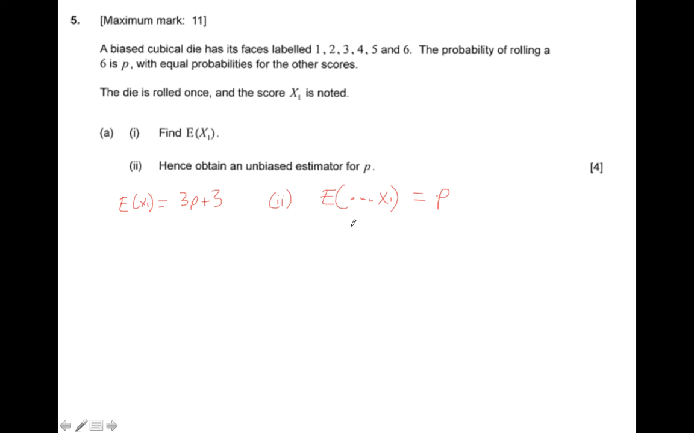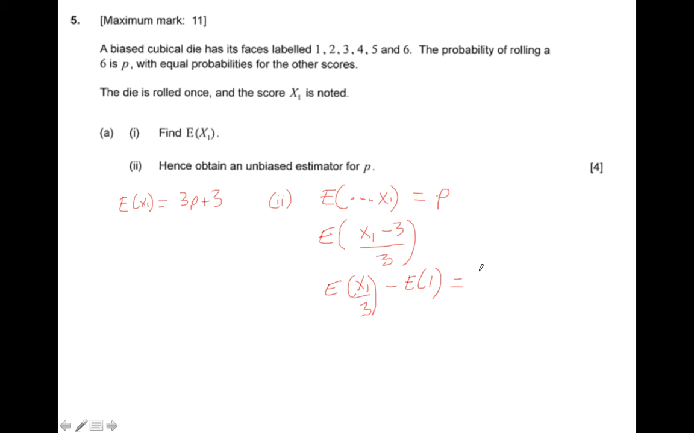Well, you might just be able to see that, what if I did the following? The expected value of X1 minus 3, and then divided by 3. Can you see what would happen there? So this is E of X1 over 3 minus E of 1, and this would be equal to E of X1 divided by 3, minus E of 1.